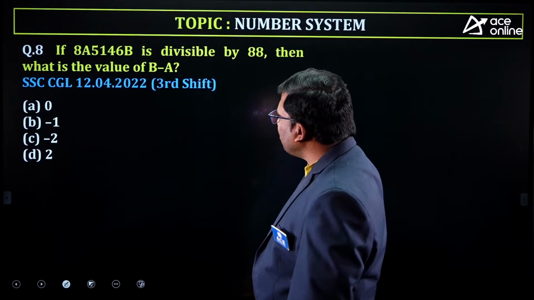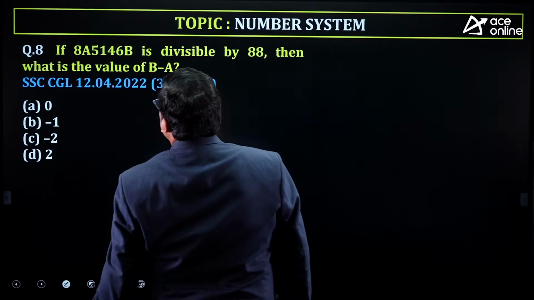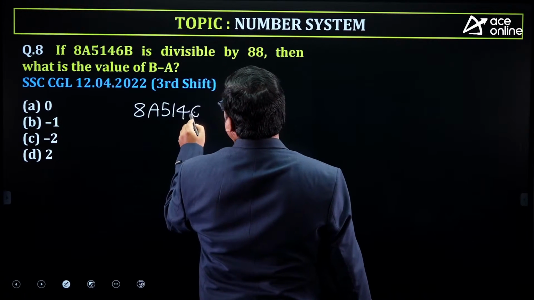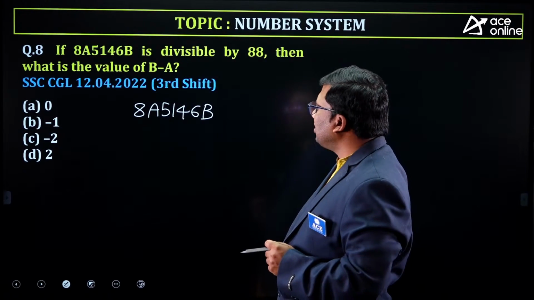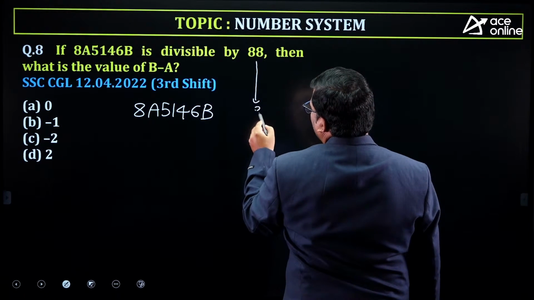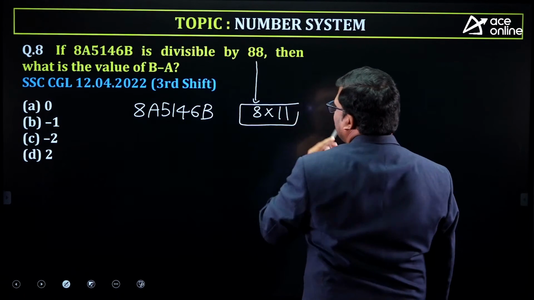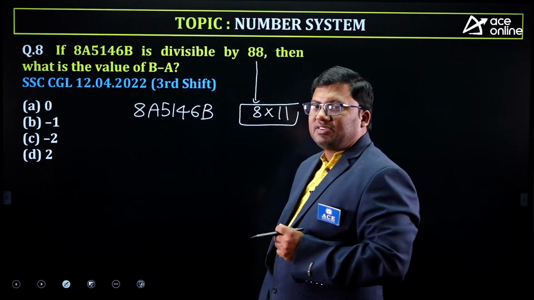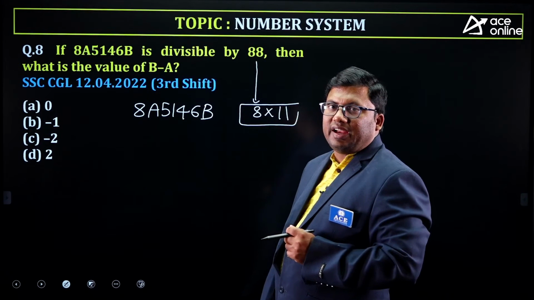We will do some more questions. See here, sir. There is a number 8A5146B. This number is divisible by 88. Any number divisible by 88 is divisible by both 8 and 11.